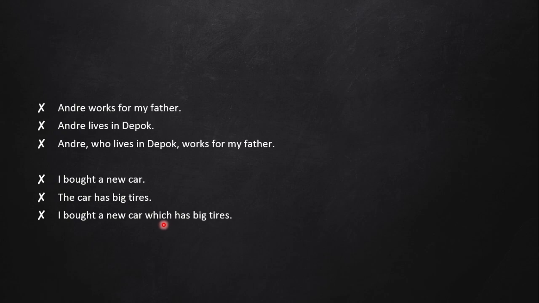Why do we change it with which? Because we talk about a non-person. The car is a non-person, right? This is the antecedent. Which has big tires describes a new car. Who lives in Depok describes Andre. In this sentence, Andre is the antecedent. In this sentence, a new car is the antecedent. Okay? This is the example of using which.